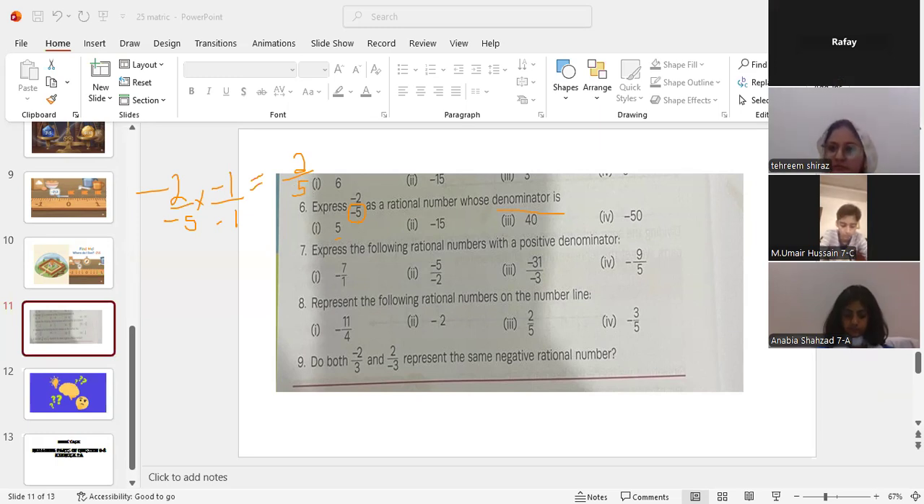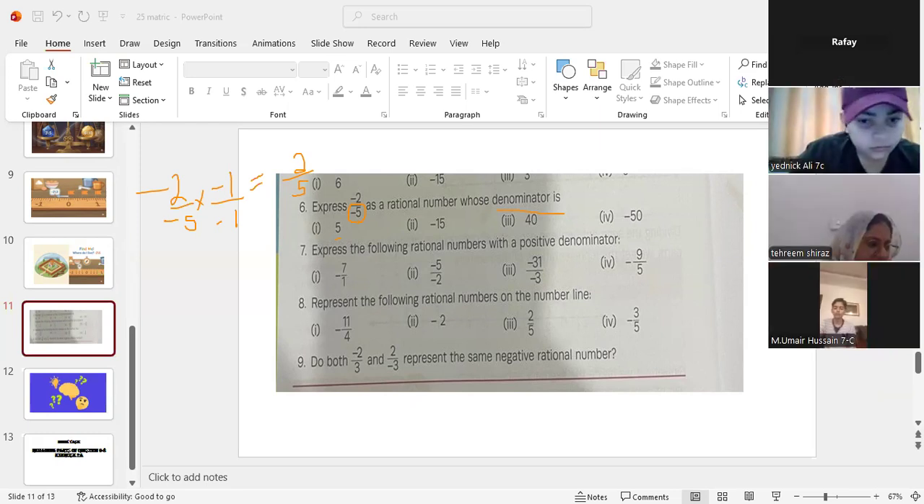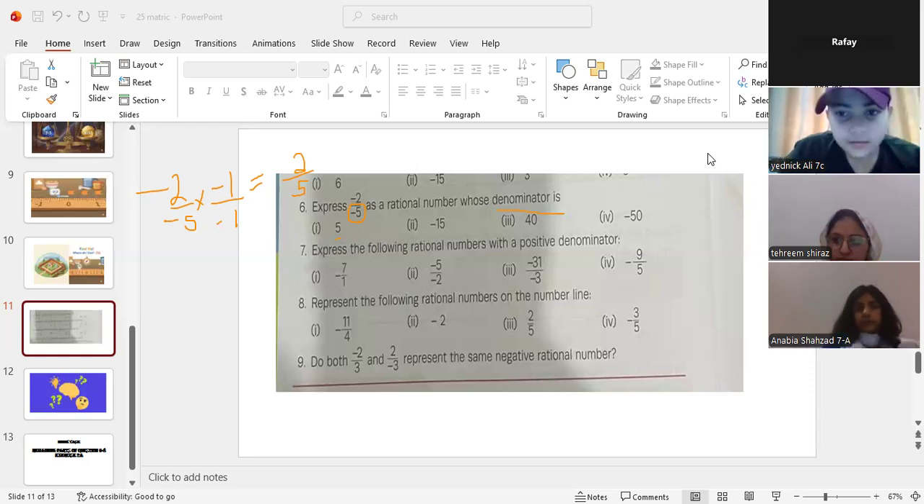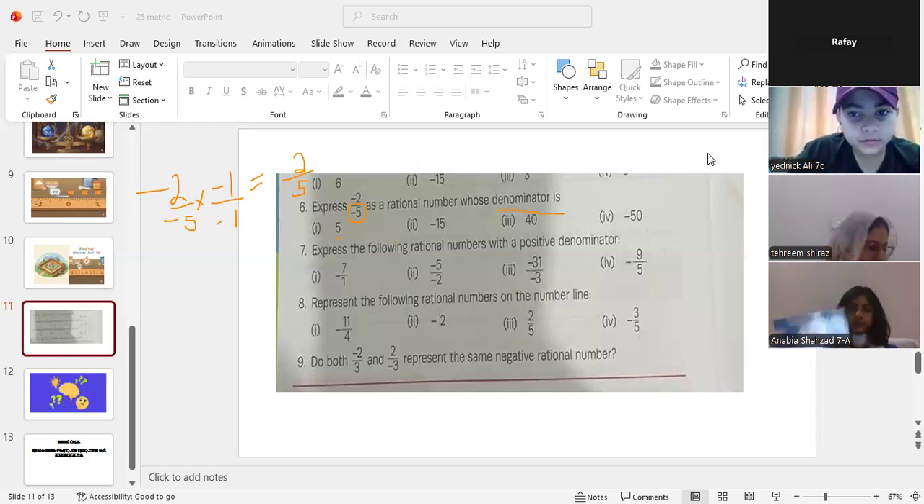Yes, Rafe, what is the question? Ma'am, should we write this in the copy along with you? Yes, you can write it. Yes, Yednik. Ma'am, this is the page number 20? Is this the page number 20? Yes, it's page number 20, exercise 2A. Okay, thank you ma'am. Okay, now this is part number A.